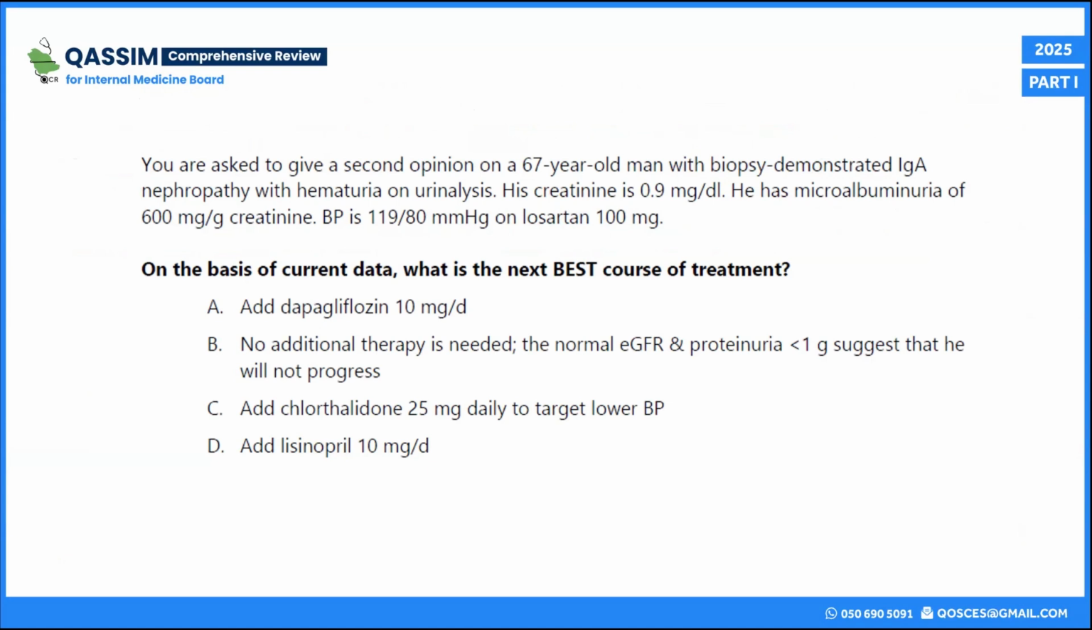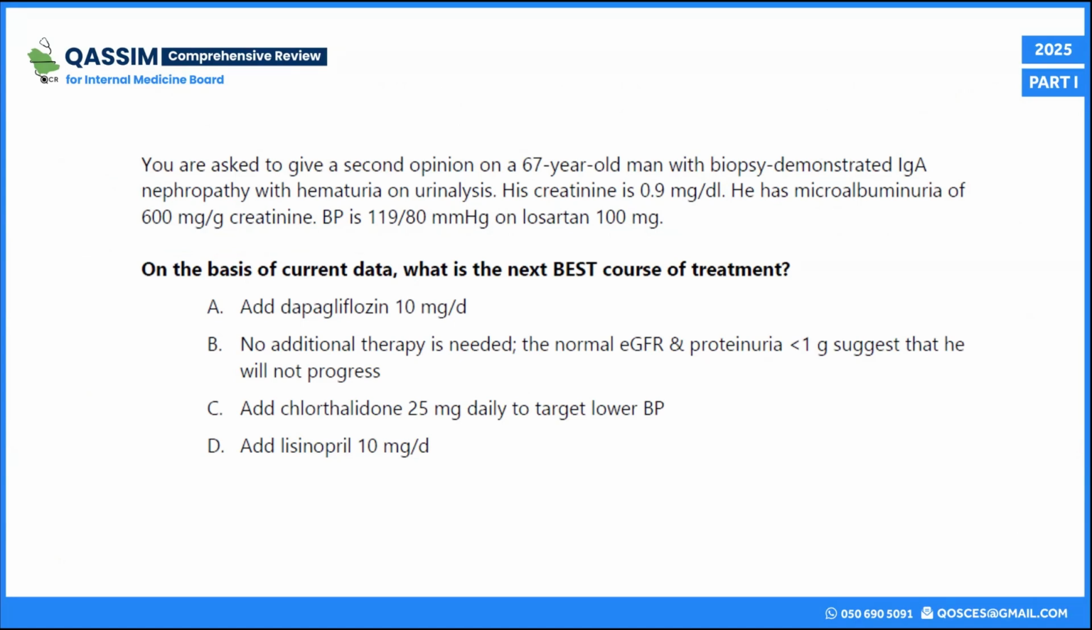So this is a 67-year-old. The biopsy demonstrated IgA nephropathy, with hematuria on urine analysis. Creatinine is 0.9 milligram. He has microalbuminuria of 600 milligram. Blood pressure is 119 over 80. He is on losartan 100. So on the basis of the current data, what is the next step? What is the next best course of treatment?